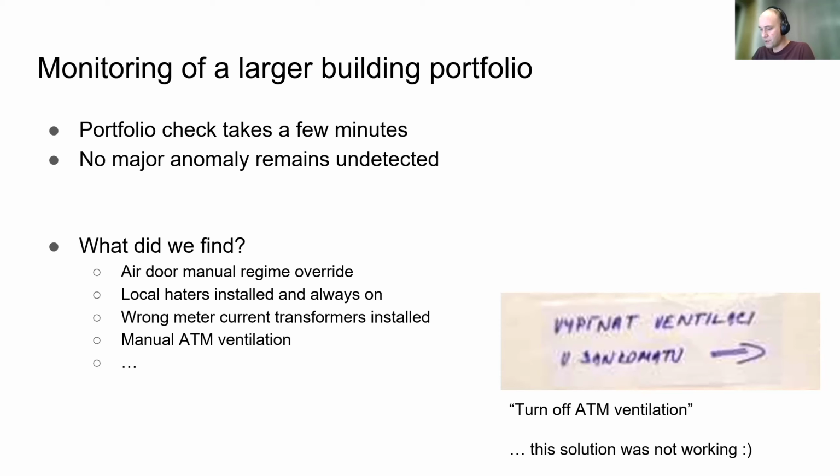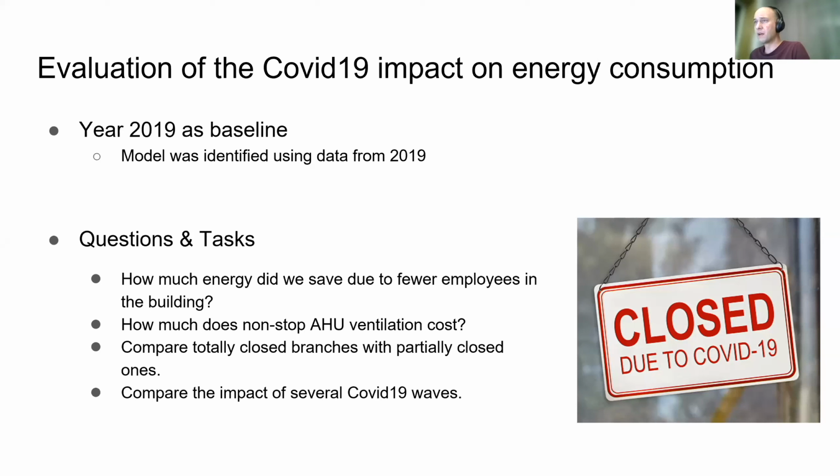The next section is devoted to the evaluation of COVID-19 impact on energy consumption. In this case, year 2019 serves as a baseline. So the last year where things were normal. So the model was identified using data from 2019. And there were many questions that we have been trying to answer. So for example, how much energy did we save due to few employees in the building? Or if they start non-stop ventilation, how much energy does it cost? We were facing different comparisons of different sets of branches and so on. I will show you examples in the next slides.